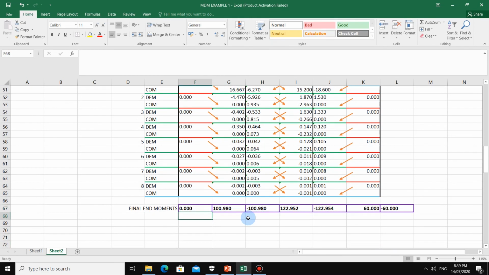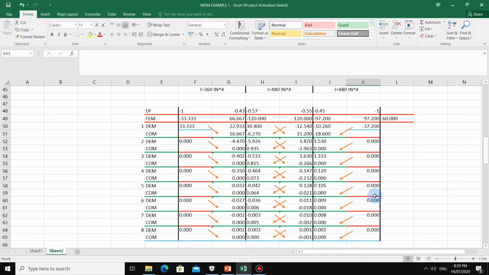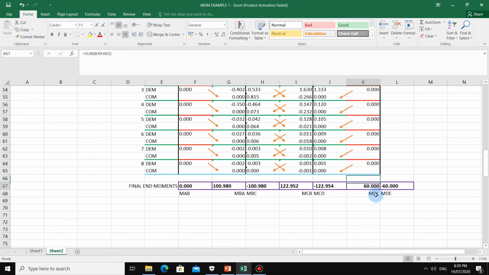Okay, so this is our moment AB, moment BA, moment BC, moment CB, moment CD, moment DC, then moment DE. Okay? So mapansin ninyo dali dapita guys, sa end sa D, dili siya 0, 60 siya. Tungod kay naa may overhang na moment, na negative 60.